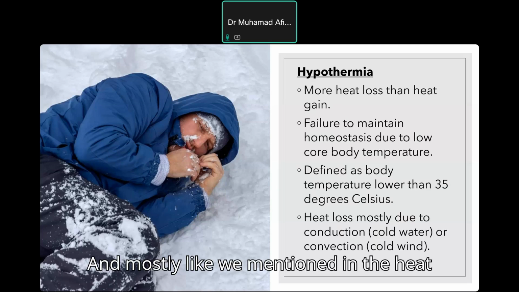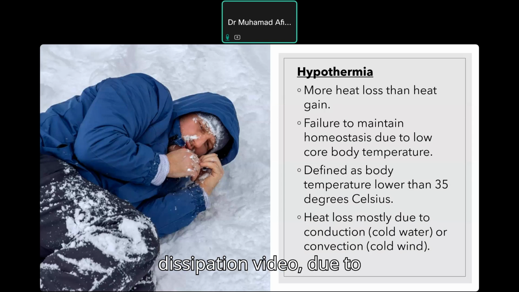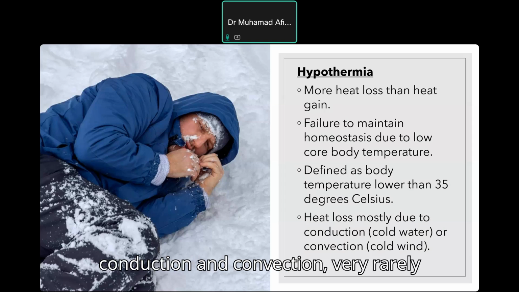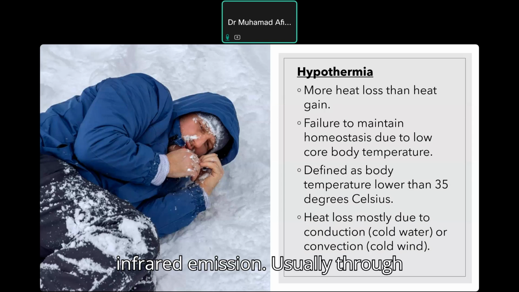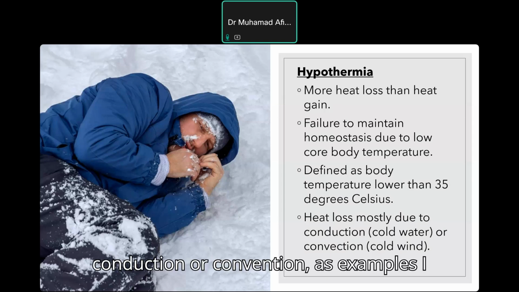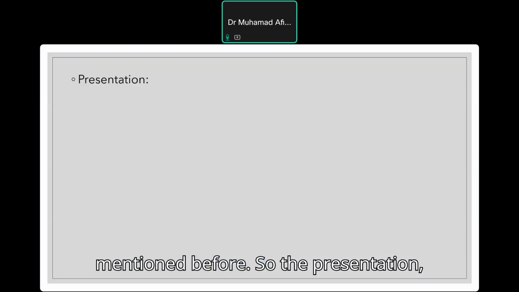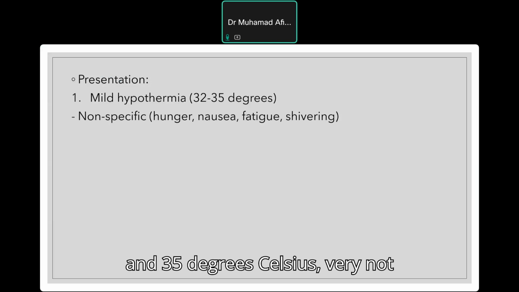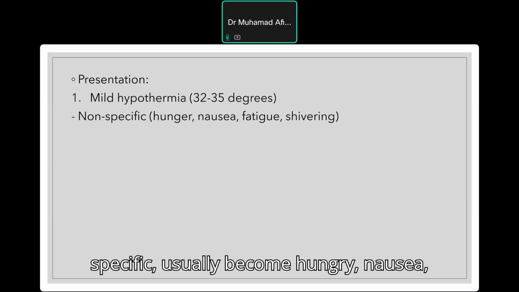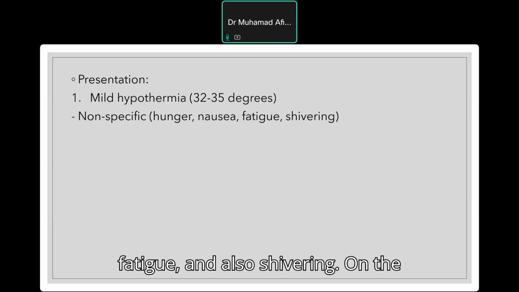And mostly, like we mentioned in the heat dissipation video, due to conduction and convection. Very rarely do you have hypothermia due to sweating or due to your infrared emission. Usually it is through conduction and convection, as examples I mentioned before. So the presentation, usually mild hypothermia is between 32 and 35 degrees Celsius. Very non-specific, usually you become hungry, with nausea, fatigue, and also shivering.